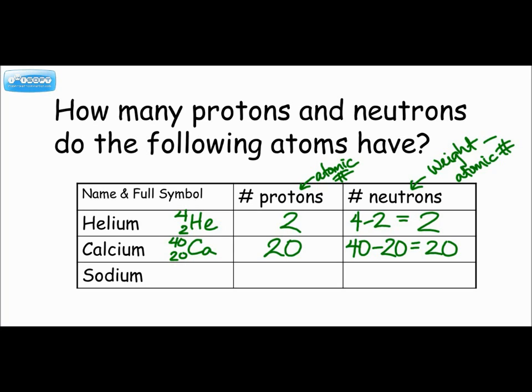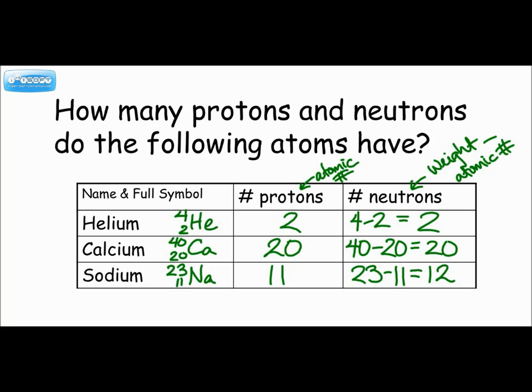But sodium is where you first start seeing this difference. So let's look at sodium. Sodium is Na. It has an atomic number of 11 and a rounded atomic weight of 23. So you can automatically see that you're not going to have equal numbers of protons and neutrons. So our number of protons is 11, because that's our atomic number. And our number of neutrons is going to be the weight, which is 23, minus 11. And so we get 12 neutrons.